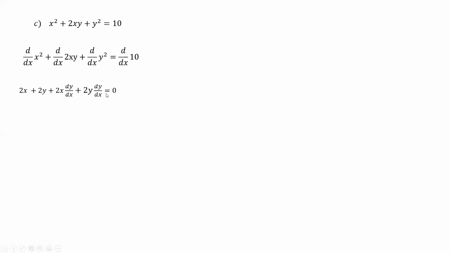There's more than one dy dx in this equation. Our goal is to get dy dx by itself, so we'll take the 2x and the 2y to the other side of the equation. Then we're going to pull the dy dx out by factoring. dy dx is multiplied by 2x and 2y. And now we can divide both sides by 2x plus 2y.